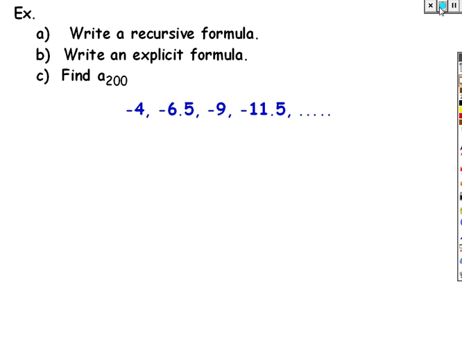So I'd like you to try a few examples. Let's do this one, given this sequence right here. Write a recursive formula, write an explicit formula using whichever method you want to, and then find the value of the 200th term. Pause the video now.